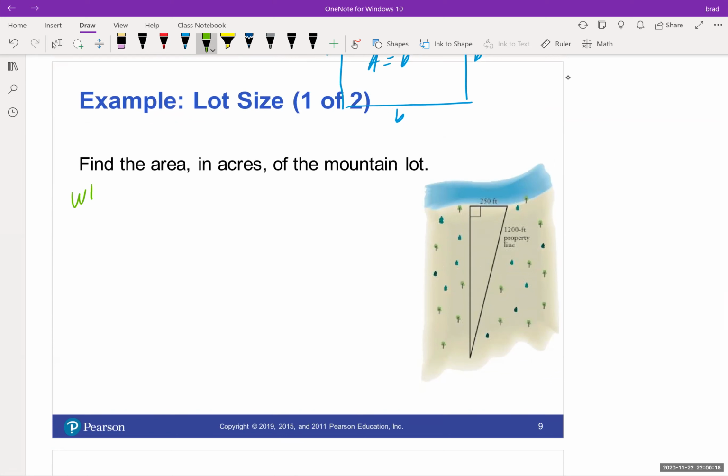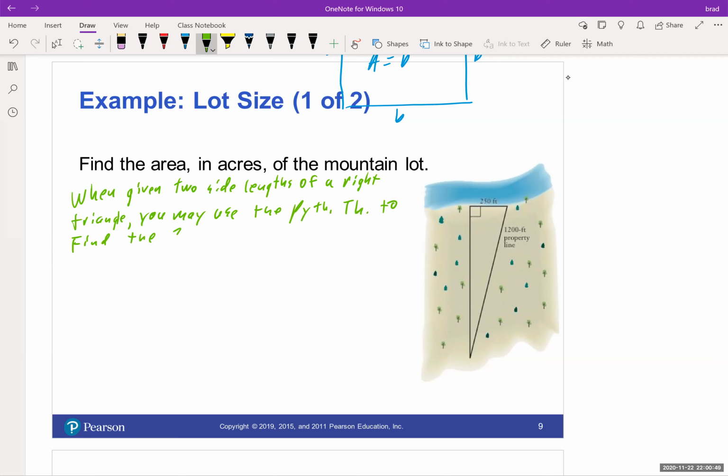So when given 2 side lengths of a right triangle, you may use the Pythagorean theorem to find the third. Okay, and again, it has to be a right triangle, and you have to be given 2 sides for our class. So what we're going to do is look over here.